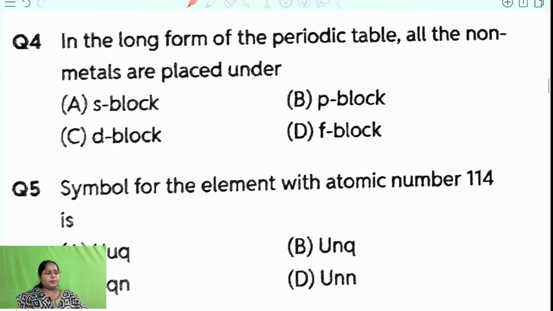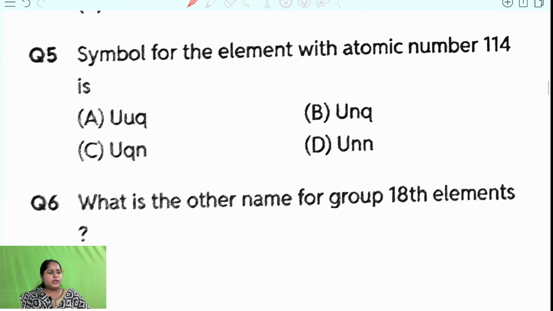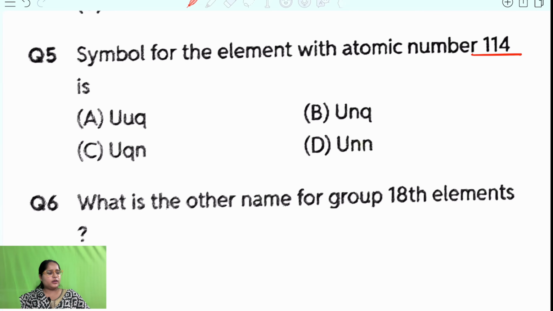Now let us see question number 4. In the long form of the periodic table, all the non-metals are placed under P block. Metals are placed, in general, under S block. Transition elements are D block. P block contains metals, non-metals, metalloids, everything. But in general, non-metals are placed in P block. Symbol for the element 114: so u q, 4 for q, so U, Q, Q. Option number 1. These are very simple questions.